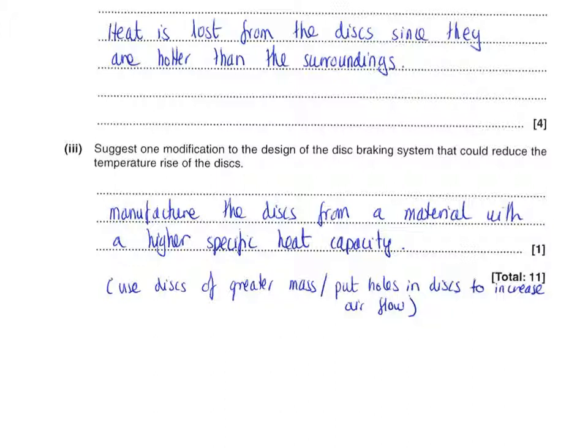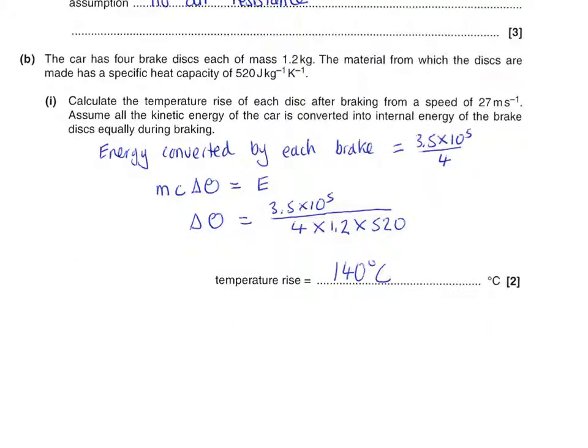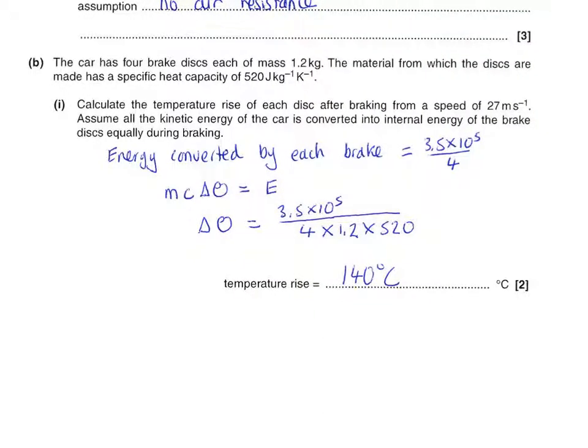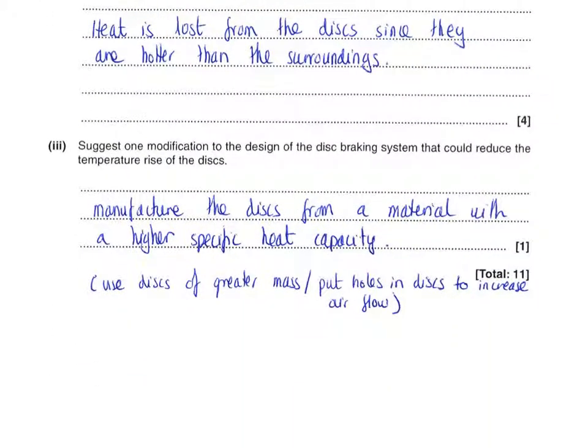So we could look back to our equation where we were calculating the temperature rise. How could we get a smaller temperature rise? We could have a higher mass. We could make those brakes bigger, make them of a bigger material. We could make them of a material with a higher specific heat capacity. All of those things would reduce the temperature rise for them still doing the same amount of work and holding on to the same energy.